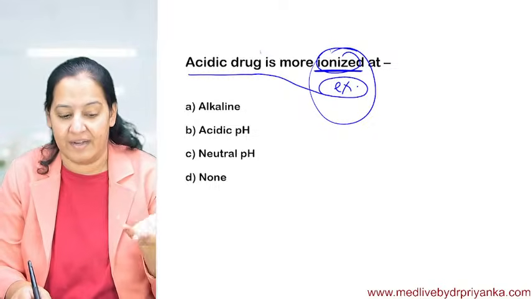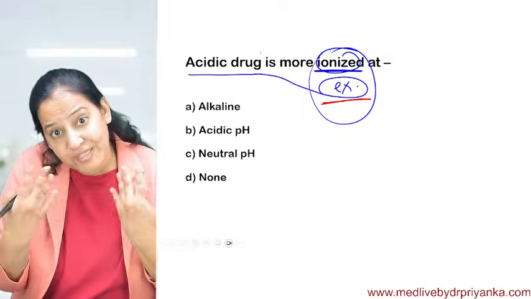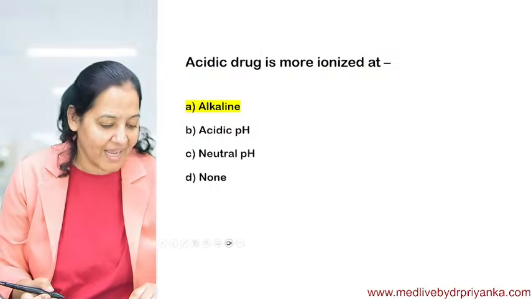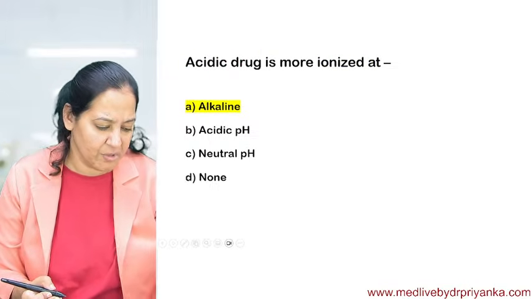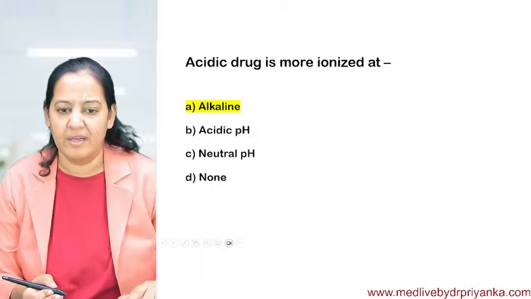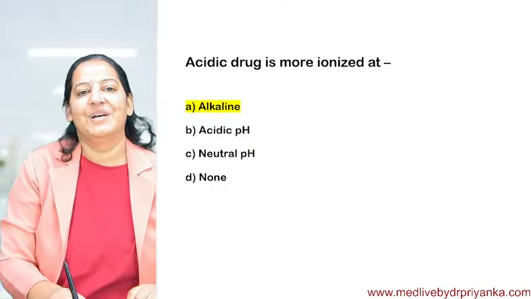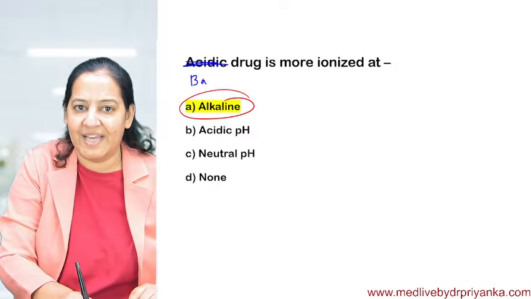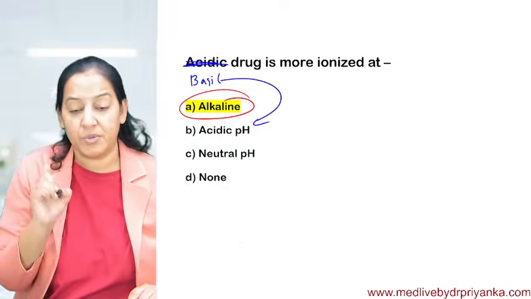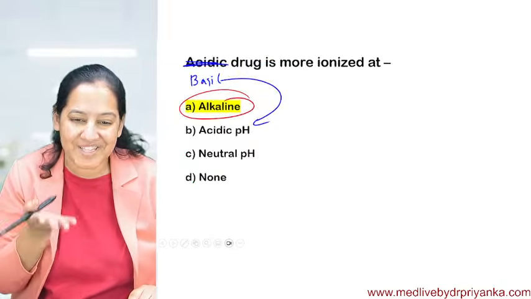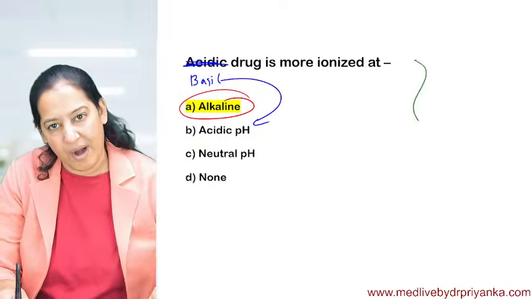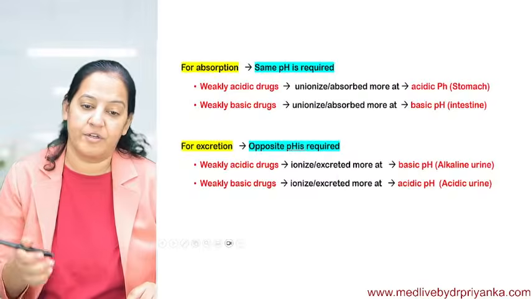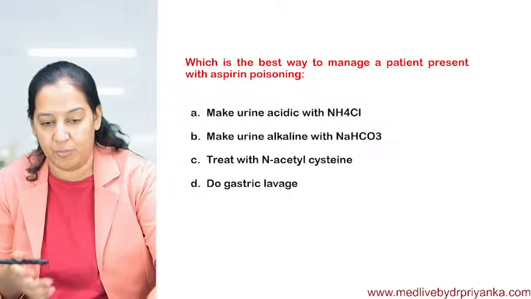Acidic drugs are excreted. So for excretion we need the opposite medium. So acidic drugs are excreted in alkaline medium. Again, the answer is A. Very good. So it's alkaline medium. If I change the question, instead of acidic, if I do basic, the answer becomes acidic pH. So you have to be very conceptual. You can't mug all these things up. If you understand, you are right. Bluffing is not allowed here.